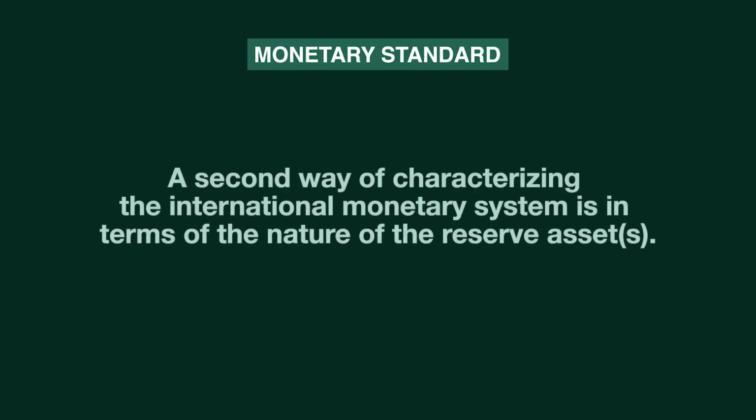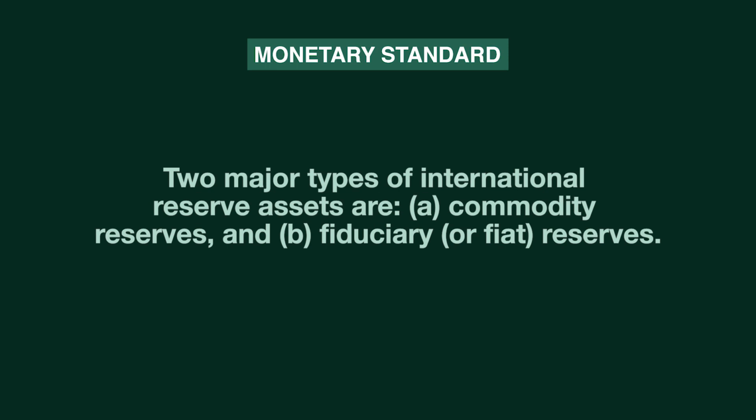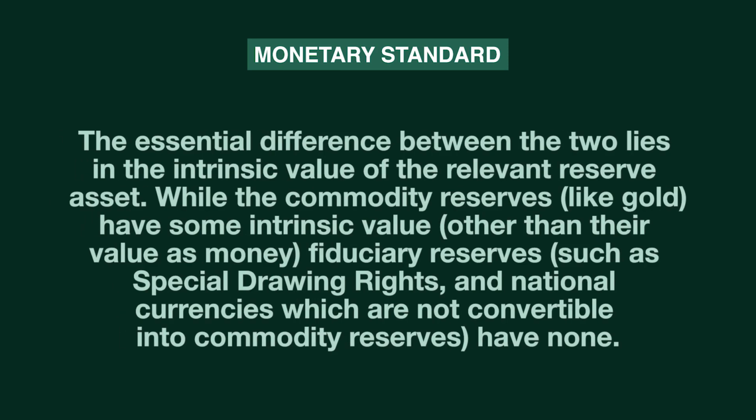This is a second way of characterizing the international monetary system in terms of the nature of the reserve assets. There are two major types of international reserve assets: A, the commodity reserves, and B, the fiduciary or the fiat reserves. The essential difference between these two lies in the intrinsic value of the relevant reserve asset. While the commodity reserves like gold have some intrinsic value other than, of course, the value of money, the fiduciary reserves such as the special drawing rights, and the national currencies which are not convertible into commodity reserves, basically do not have any such intrinsic quality.